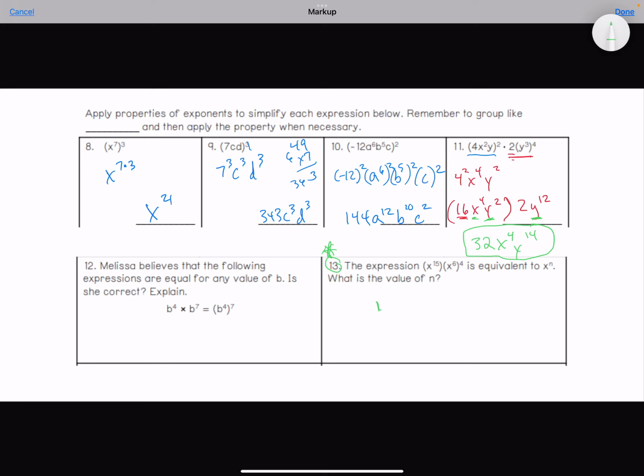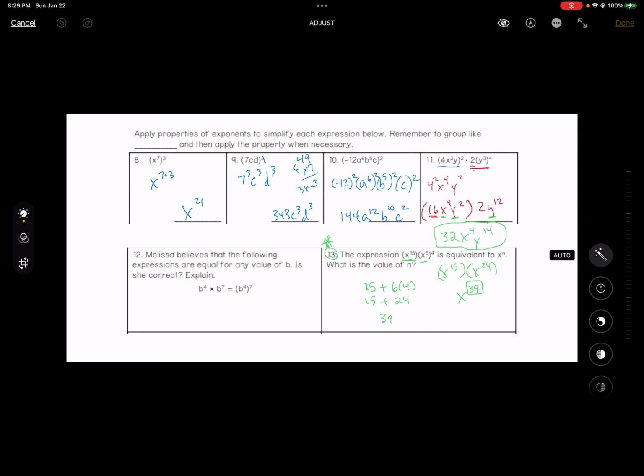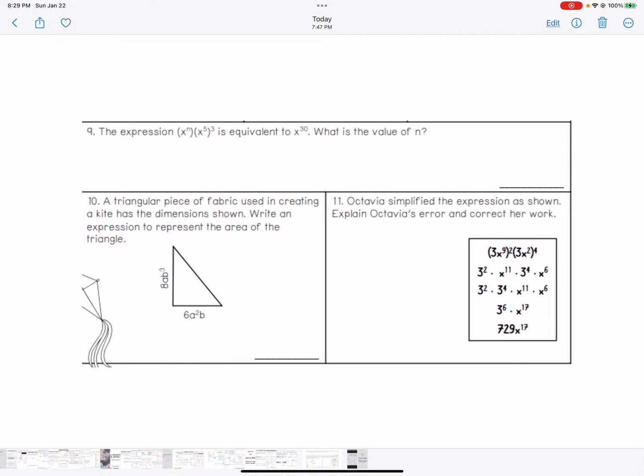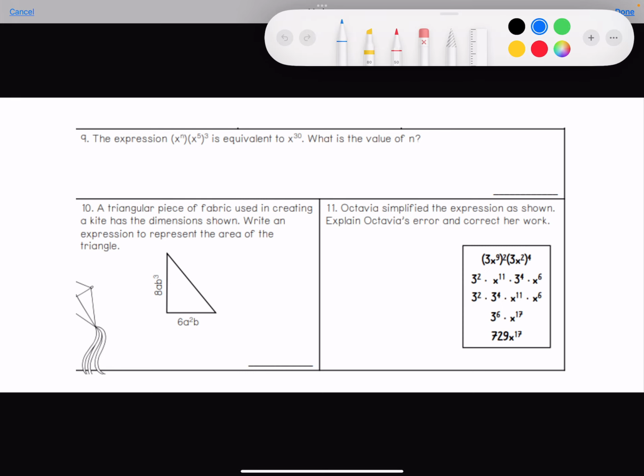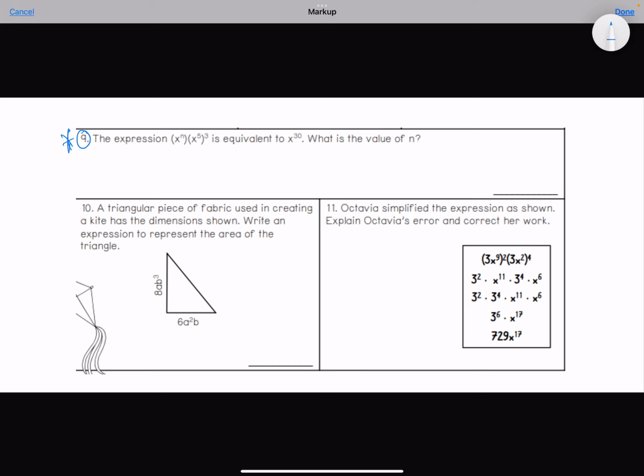Well, we know I'm multiplying these, so I'm going to be adding the exponents together. So it's going to be x to the 15th times x to the 24th. So it's going to be 15 plus 24. So it should give us x to the 39th. And so you would put 39 as your answer. Okay, so again, this is another one of those examples of how it will very easily be tested.